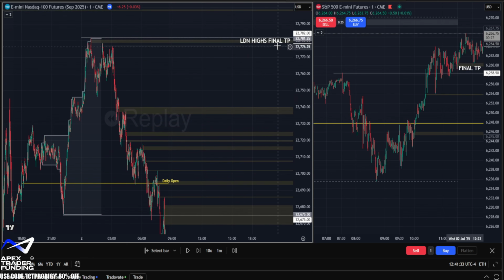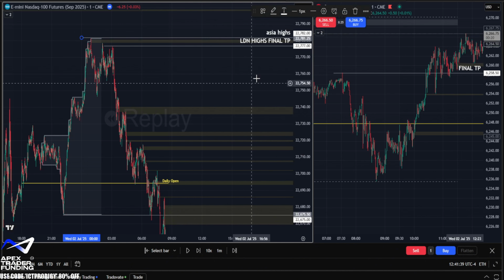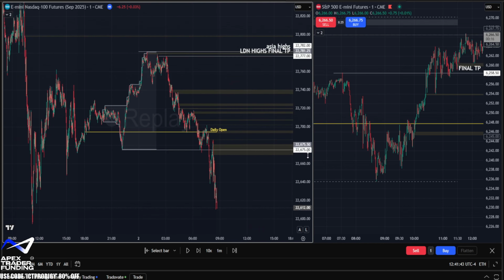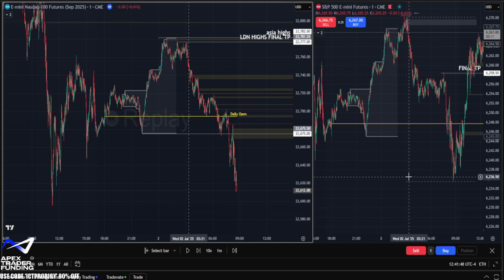So we can see here we have London highs, which is the final TP, and then Asian highs. So we know that the main draw for price is going to be these Asia highs and these London highs. And the reason for that being is we've swept out Asia lows. So there's not really any more points for price to actually come down to.